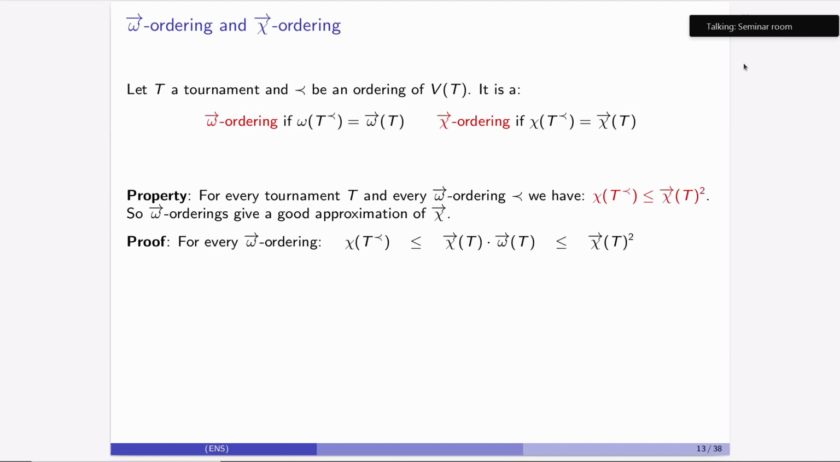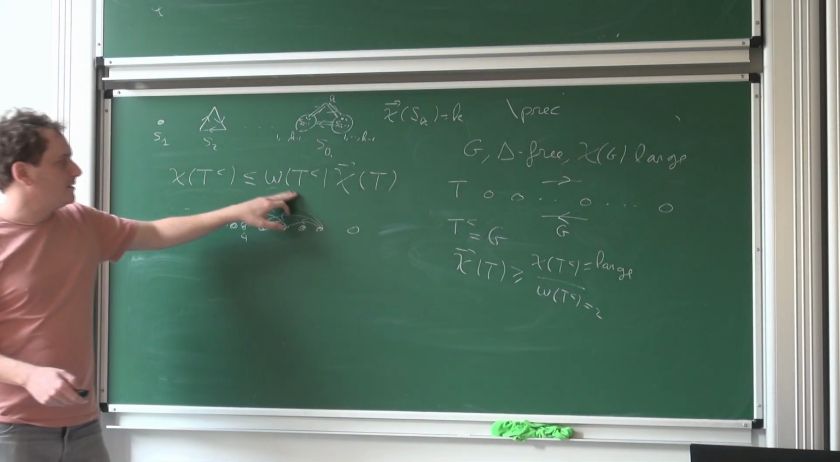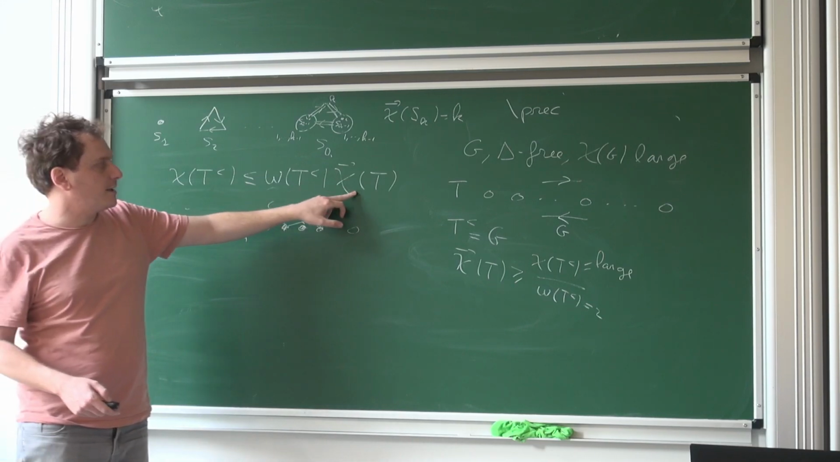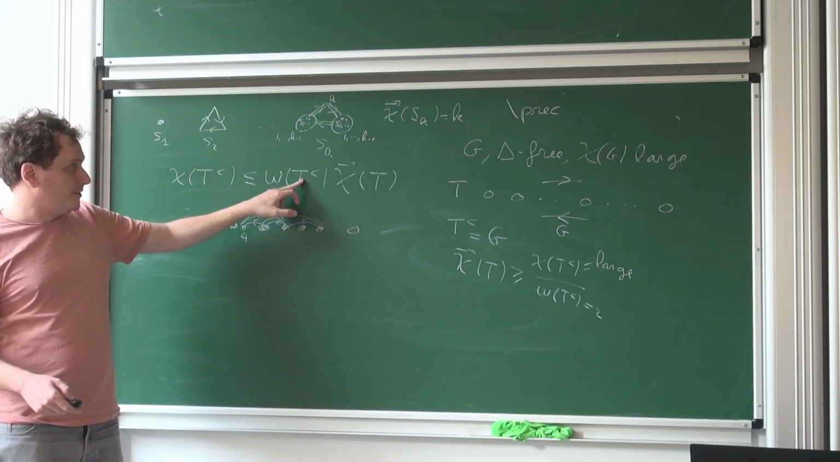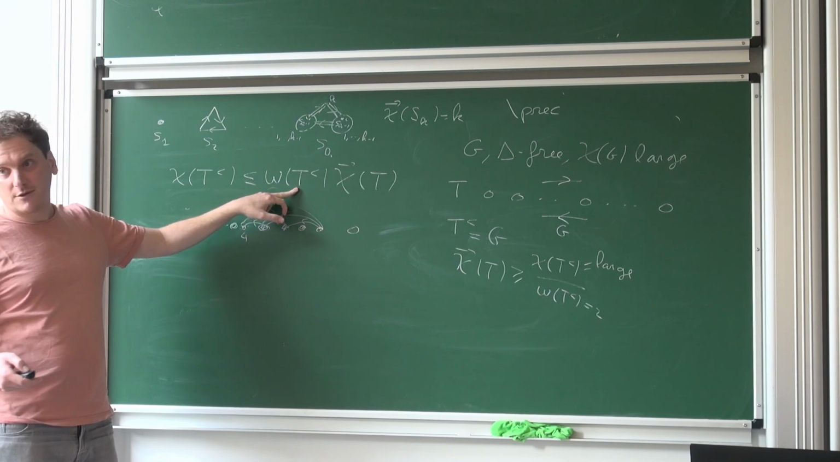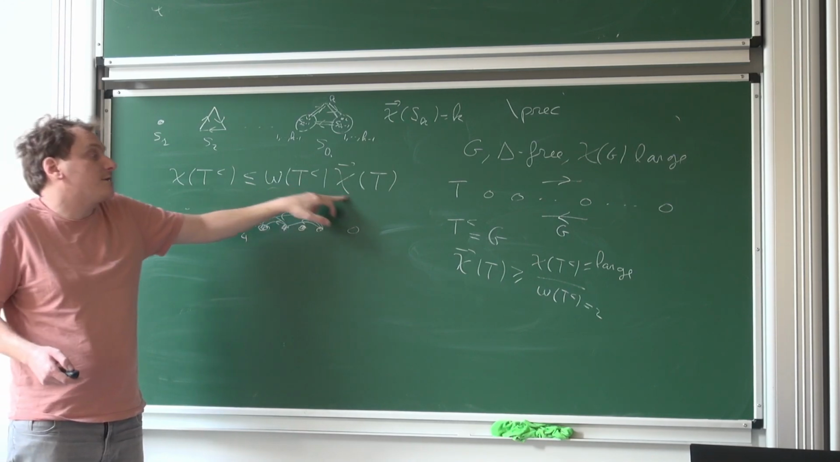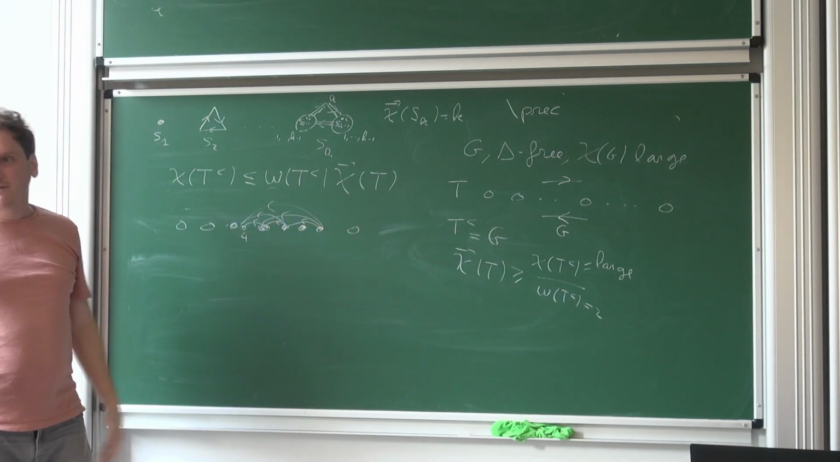Yes. Okay. And omega ordering is when you look at the Backes graph, the clique number of the Backes graph is minimized over all the Backes graphs. And here you say this is at most, maybe a step is missing, you say that the chromatic number of the Backes graph is at most the clique number of the Backes graph times the chromatic number. But this is exactly the clique number of the tournament, and the clique number of the tournament is at most chi, so this is at most chi squared.